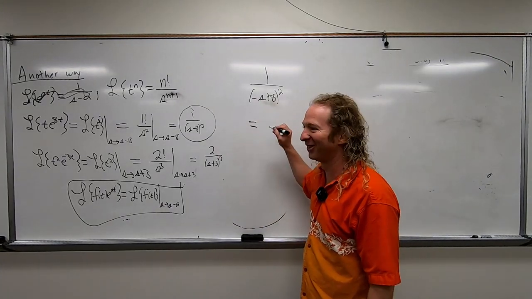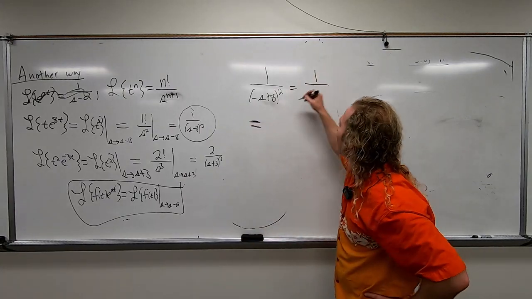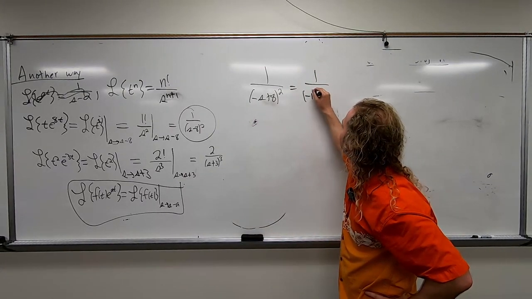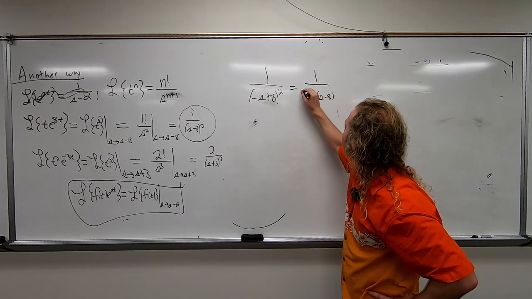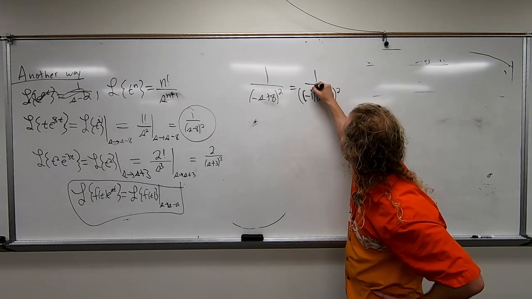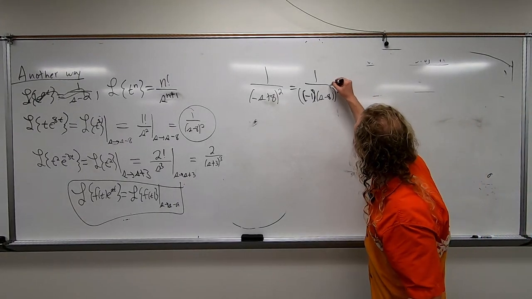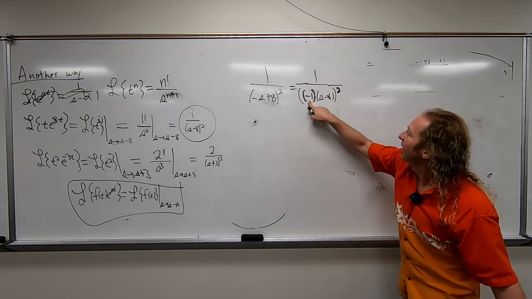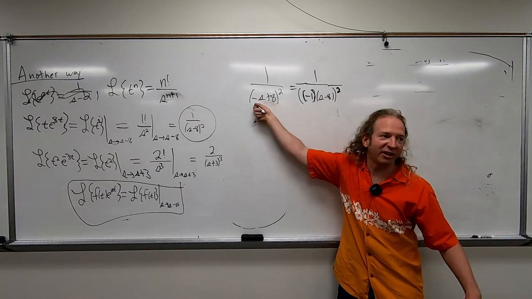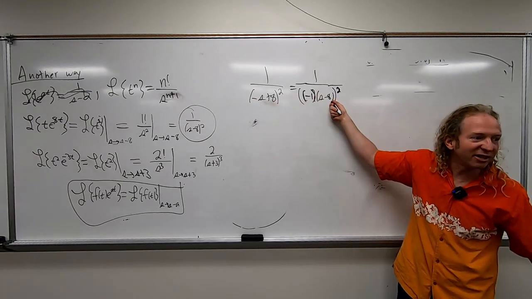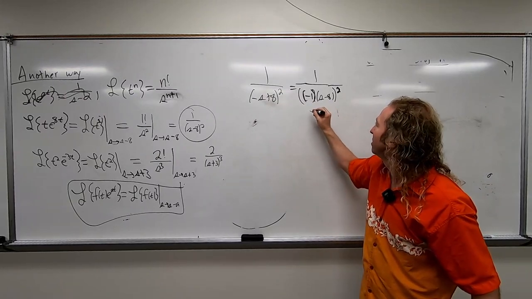So this is equal to, watch this, I'm going to pull out a negative 1. Who does that? We do. Ridiculous, right? Let me just check that out. Negative 1 times S is negative S. Negative 1 times negative 8 is positive 8. And then you square each piece.